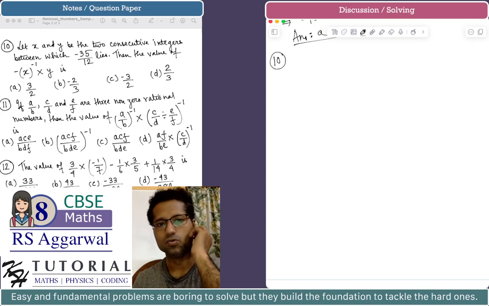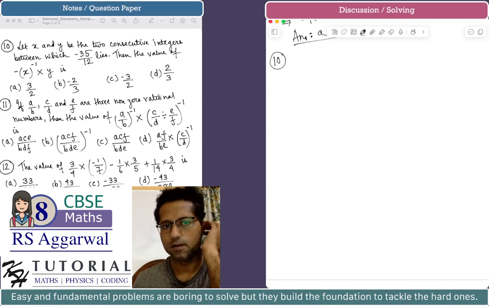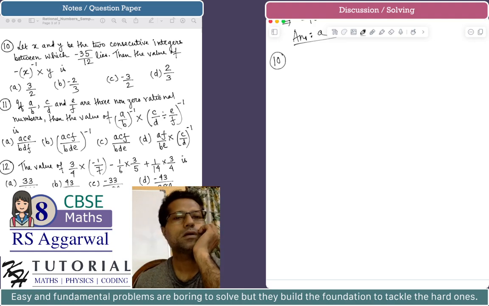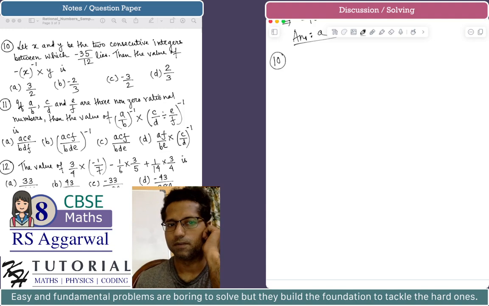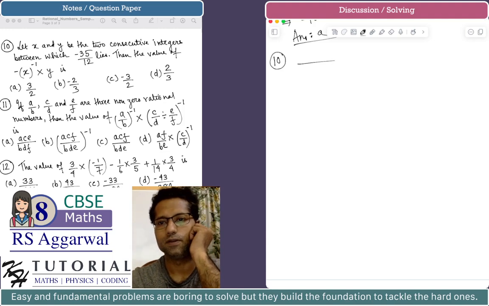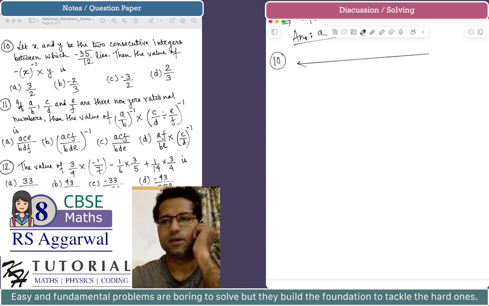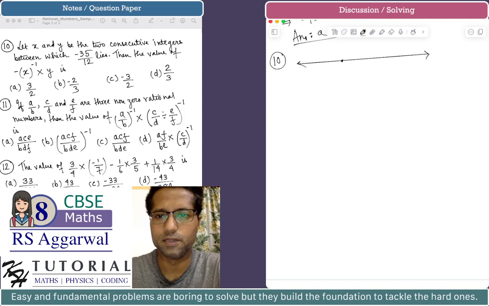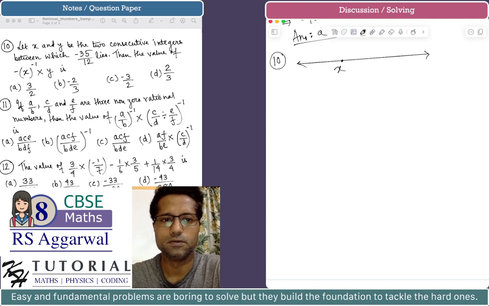Let x and y be the two consecutive integers between which minus 35 by 12 lies. Then the value of the negative of the reciprocal of x multiplied by y is what? x and y are two consecutive integers. Let's say this is the origin. It doesn't matter where we draw the origin. Let's say this is x. x and y are two consecutive integers between which minus 35 by 12 lies.